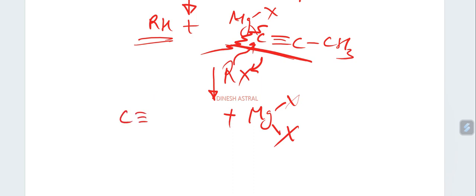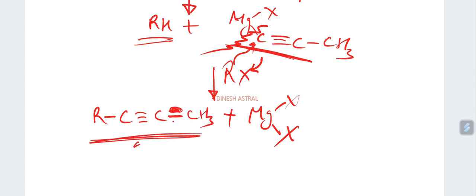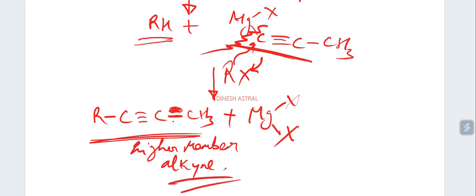So it will be C, R, C. Sorry, this one will be a single bond. CH3. Here you get a higher member alkyne. Is that clear to all of you? So this is all about part two of Grignard reagent. There is one more part, the third one, part three.